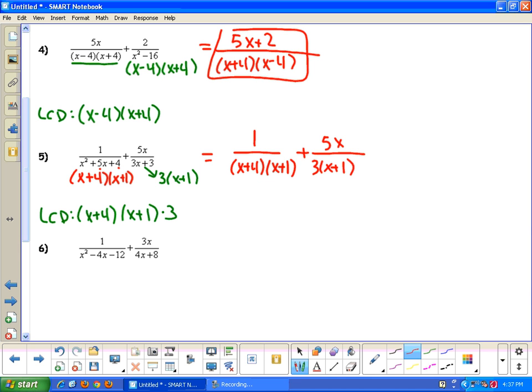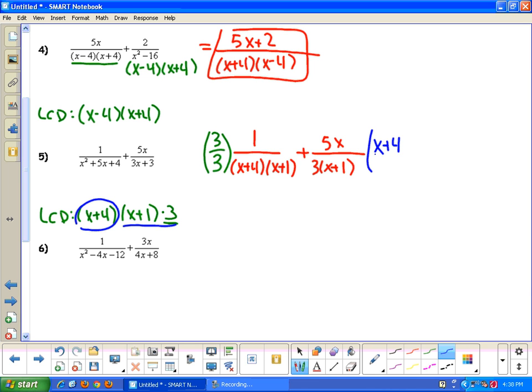Now that I have this, I have to look to see what I'm missing. If I look at the first fraction, I have x plus 4 and x plus 1, but notice I don't have that 3, so that means I need to multiply this by 3 over 3 to get my common denominator. For the other one, I have 3 and x plus 1, so I have these two. That means I'm missing the x plus 4, so I need to multiply this by x plus 4 over x plus 4.